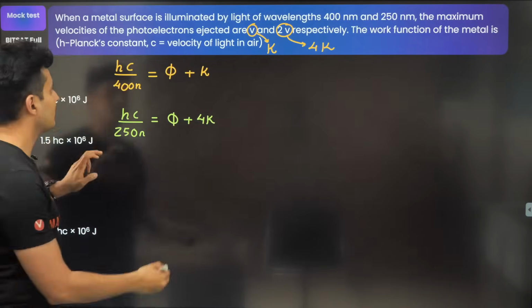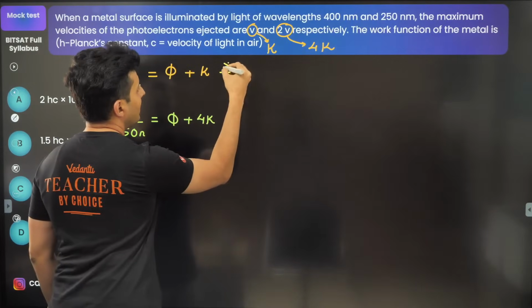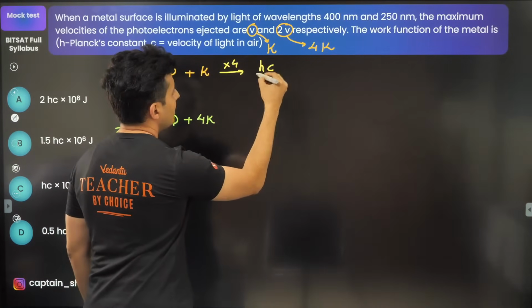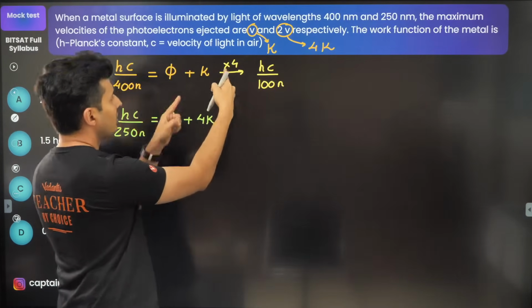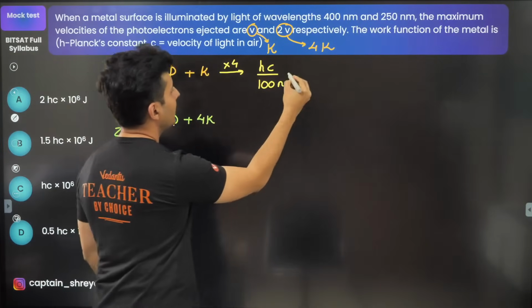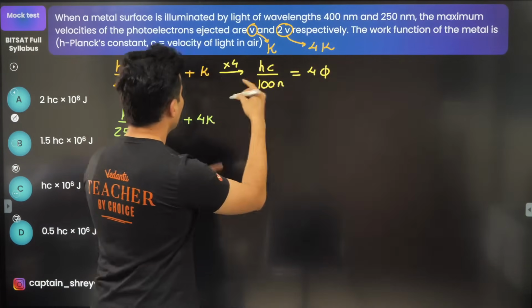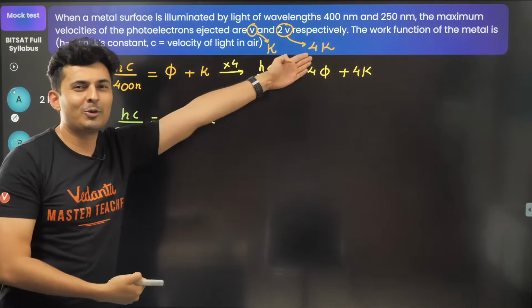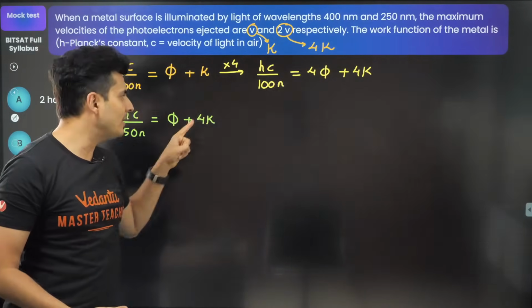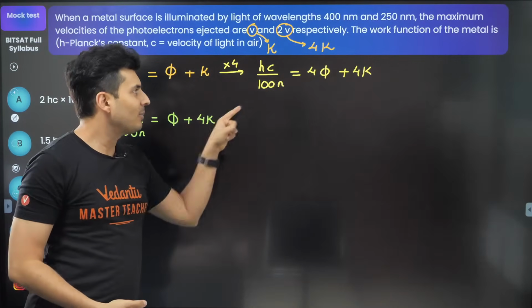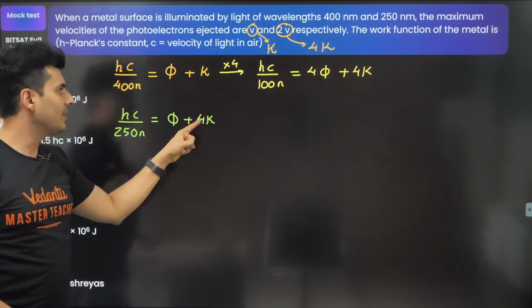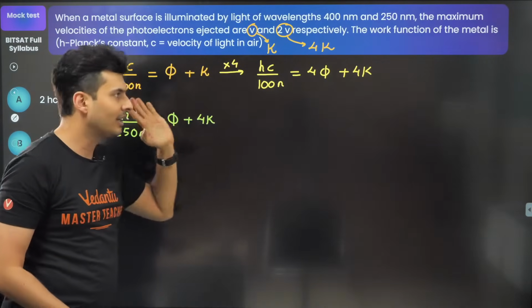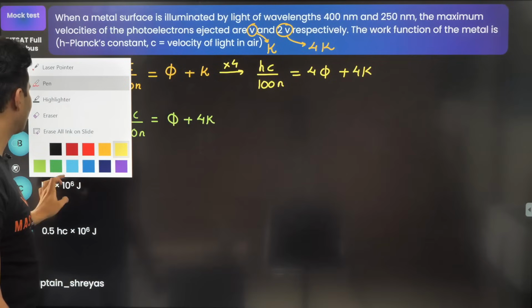So if we take this equation and multiply it by 4, I'll be left with hc by 100 nano, because I'm multiplying it by 4, is equal to 4 phi plus 4k. Why did I do it? Because I'm going to subtract. I'm going to eliminate kinetic energy. So when I subtract these two, kinetic energy will go off completely. I will have an equation only with phi. So let's try this out and see what do we exactly get.